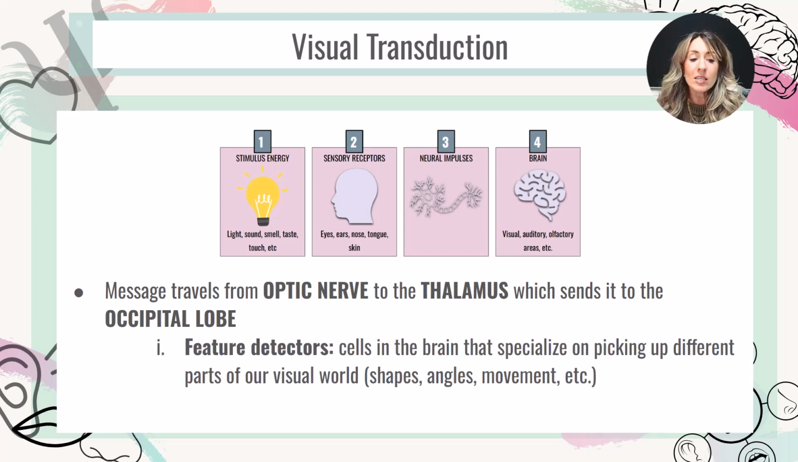However, we're going to add a little bit of information to our understanding of the occipital lobe. Our occipital lobe has specialized cells called feature detectors. These feature detectors are cells that are meant to look at shapes, angles, movement. They each have a different function. Each cell is specialized, and it activates more with specific parts of the environment. And then what your brain does is it takes the activation from all the individual cells and creates an entire picture that you can then understand.